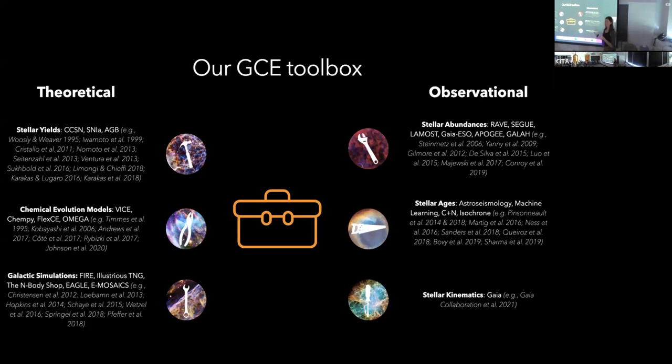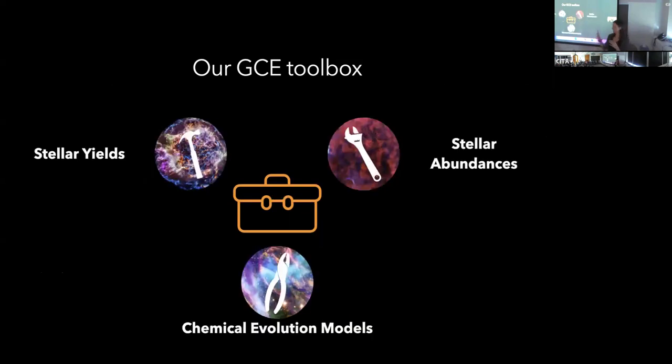So we have a lot of information on the observational side and a ton of information on the theoretical side that we're trying to mush together into one cohesive model of our Milky Way. I'll mostly talk just about three of these pieces: stellar yields, stellar abundances, and our chemical evolution models. But there's a lot more that we can add to this picture.